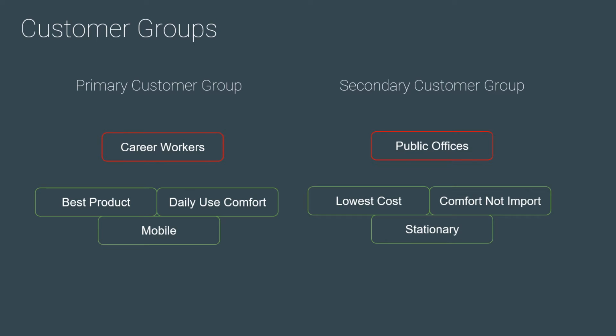The primary customer group, career workers, are expected to want a high-quality product for daily use comfort while being mobile across the room. For the secondary customer group, we expect that they do not care so much about comfort or whether or not the chair is stationary, and they would also prefer the lowest cost.